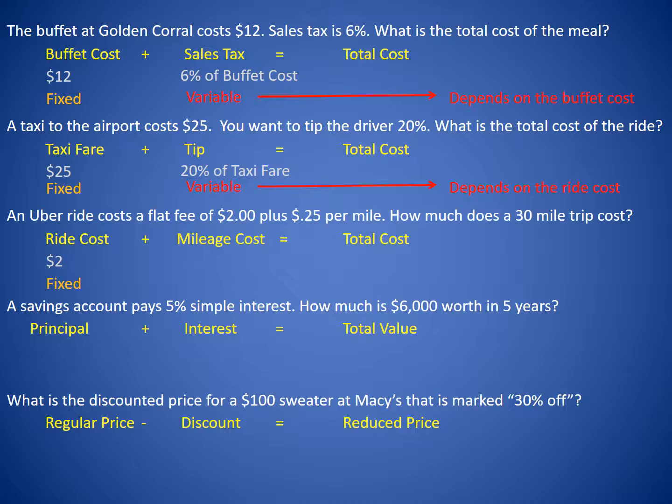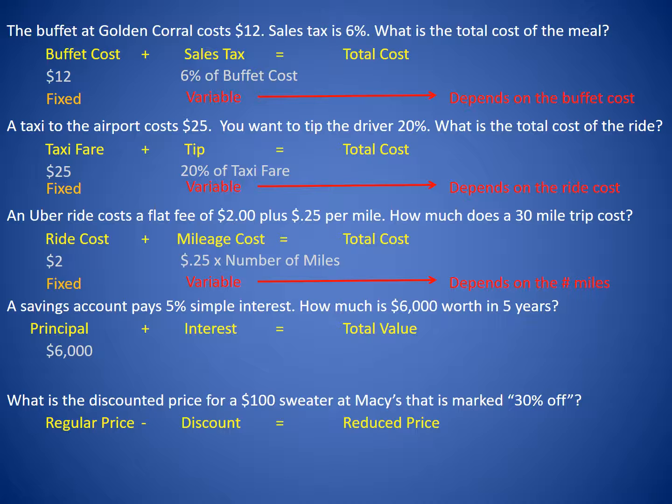Now the mileage cost, at 25 cents per mile, is a little bit different than the first two problems, right? Because the first two were percentages of something. But the mileage cost is 25 cents times the number of miles you go. So the thing it has in common with the other two problems is that it's not a fixed cost. It depends on some other part of this problem. In this case, it's the number of miles that they need to ride. So it's variable because it depends on something else in the problem. In this case, the number of miles that you want to travel. So it's very similar to the other two. It's just slightly different. Let's do the savings account.